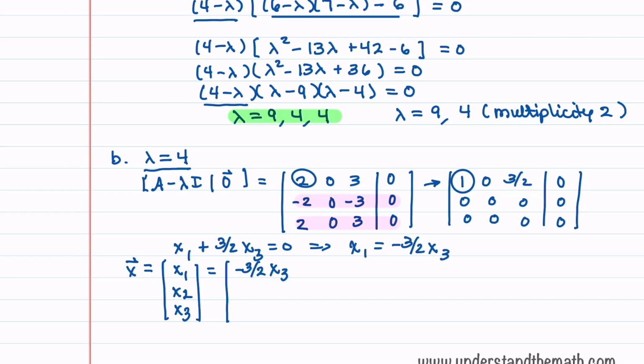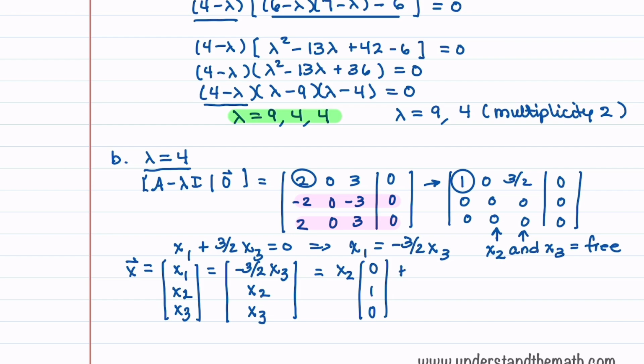Let me make a note up here that because these columns are missing a pivot, that means that x2 and x3 are free variables. So when you put them into your matrix, they just go in as themselves. So this is an x2 and that's an x3. Now what we have to do is split our vector apart. We can pull out an x2 and that's going to multiply 0, 1, 0. And then we'll pull out an x3. And for that one, we're going to have a minus 3 halves, a 0, and a 1.